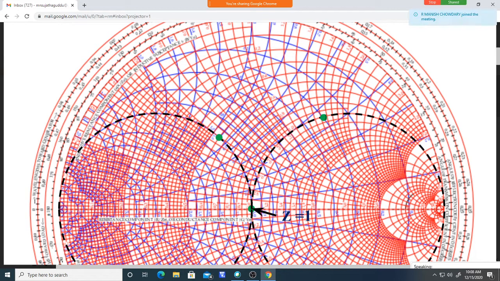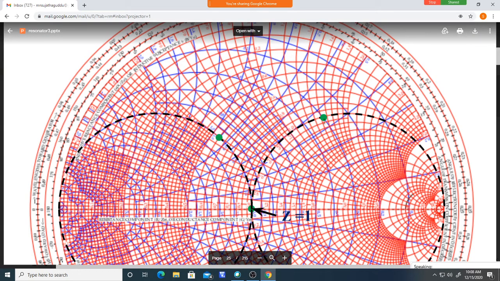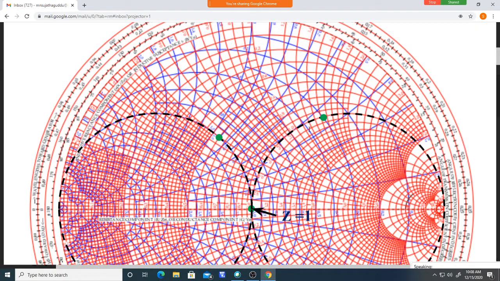See, for R, you see which resistance circle is passing. These are the resistance circles. This is a resistance circle, which resistance circle is passing? This one is not passing. This is a resistance circle, it is not passing. This is also not passing. Only this resistance circle is passing through this point. So what is the value of resistance? That is equal to 1 here. It is written here, 1. The R value is 1 here.